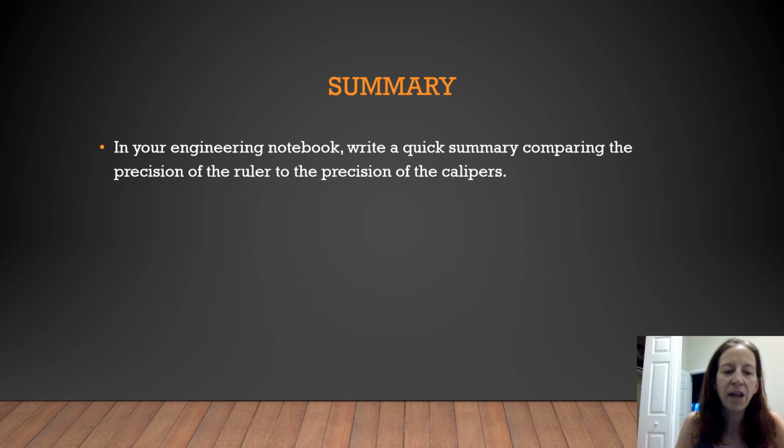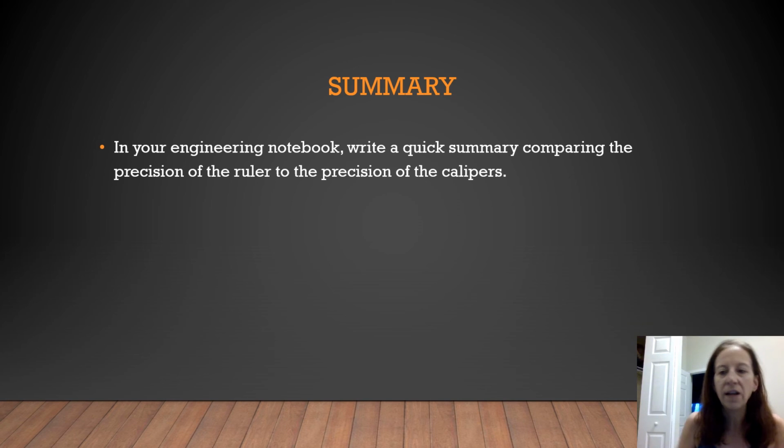And then a summary statement. In your engineering notebook, write a quick summary comparing the precision of the ruler to the precision of the calipers. Remember, when we talk about comparing, we usually mean greater than, less than, more, less, it's more accurate, precise. Well, we didn't really talk about accurate unless we know what the actual diameter of the wire is, but you can make a statement about the precision.